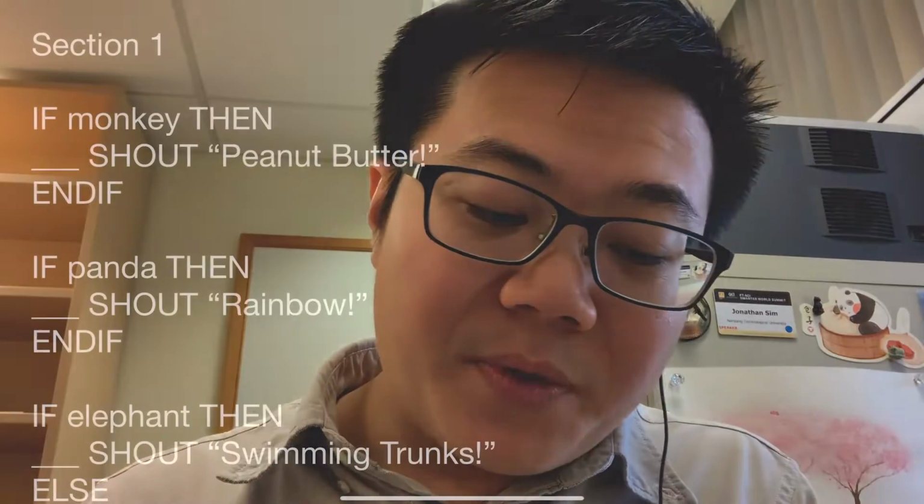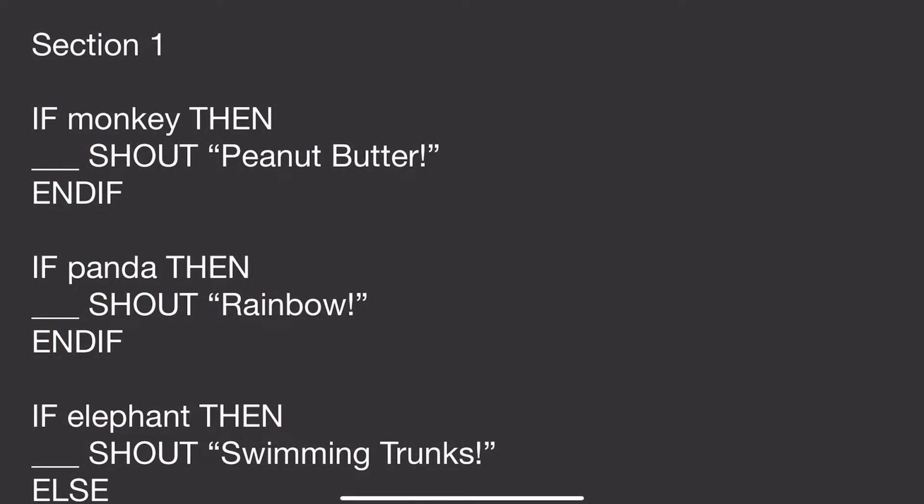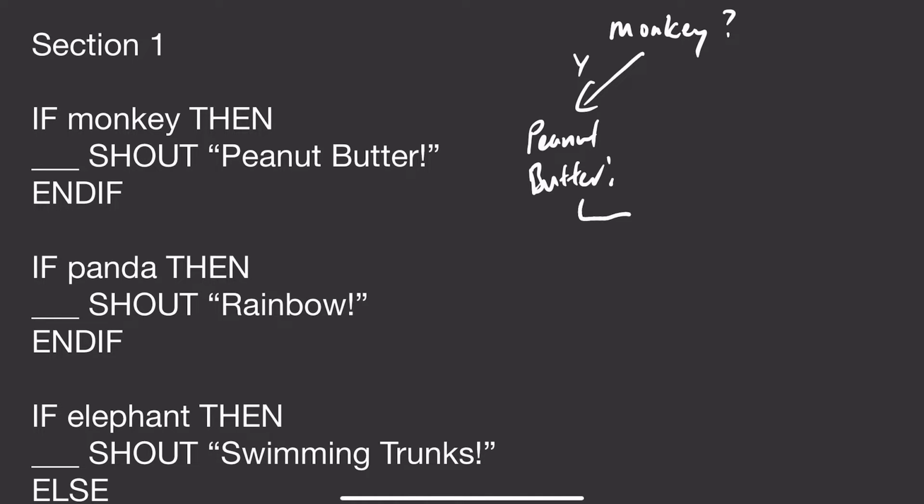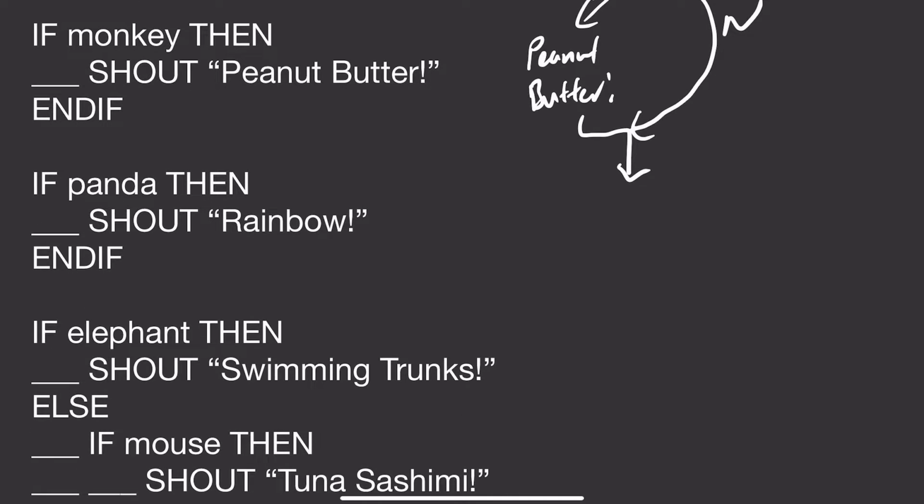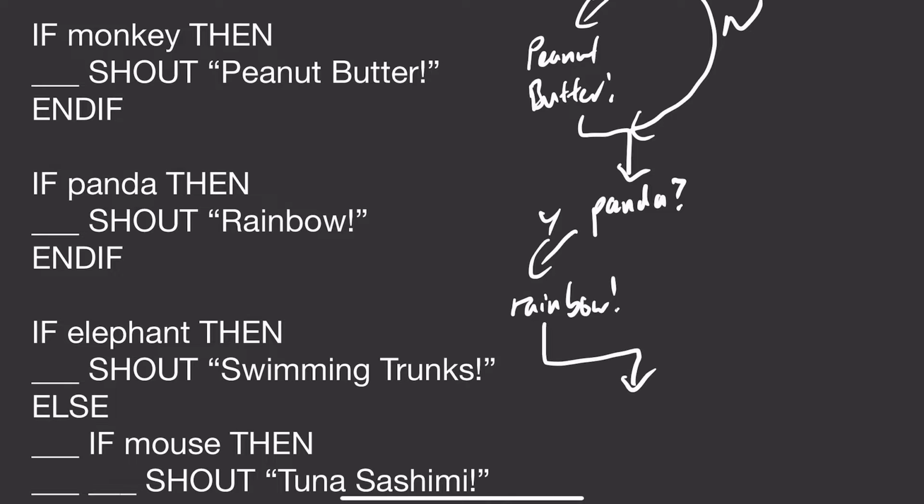All right, so the first conditional, we have 3 conditionals, right? The first conditional set is if monkey, yes. If yes, what do you do? Peanut butter. Okay, now what do we do if it's a no? Well, notice that we actually had no instruction, right? So you do nothing. Then the next one is if panda. Then what do you do? Then you shout rainbow. And again, what do you do if there's no panda? Then you do absolutely nothing.